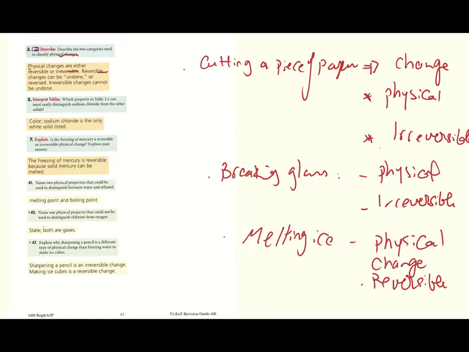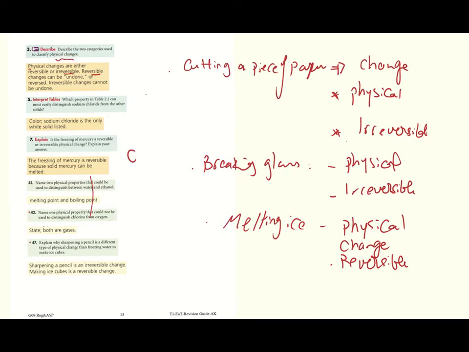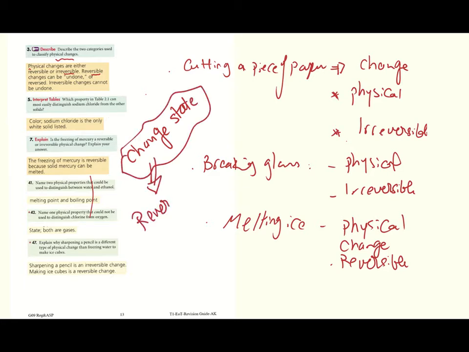Look at this question. Explain, is freezing of mercury a reversible or irreversible physical change? Freezing is reversible. Change of state is reversible. Whenever you have a question on change of state, it should be only a reversible change.